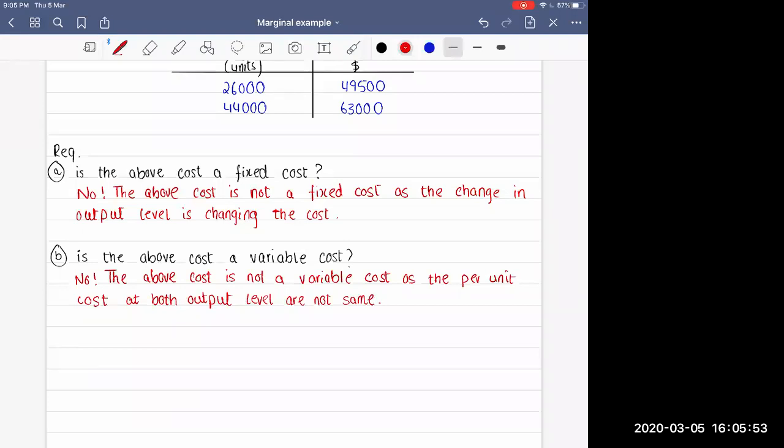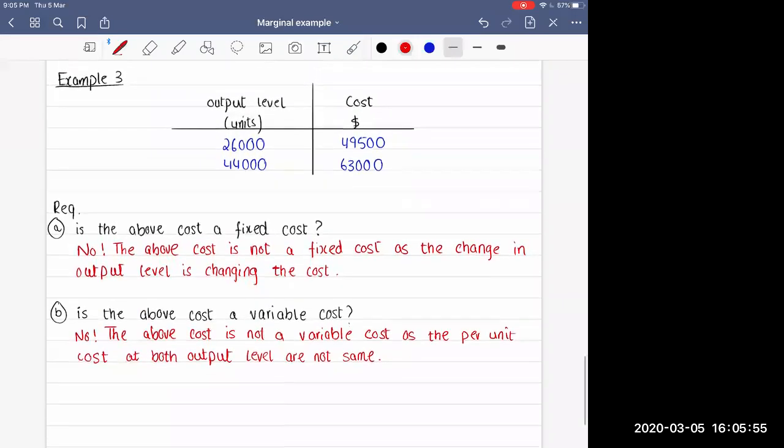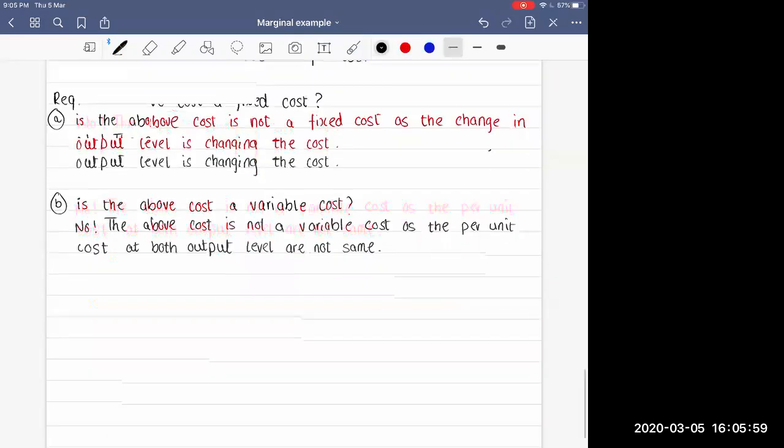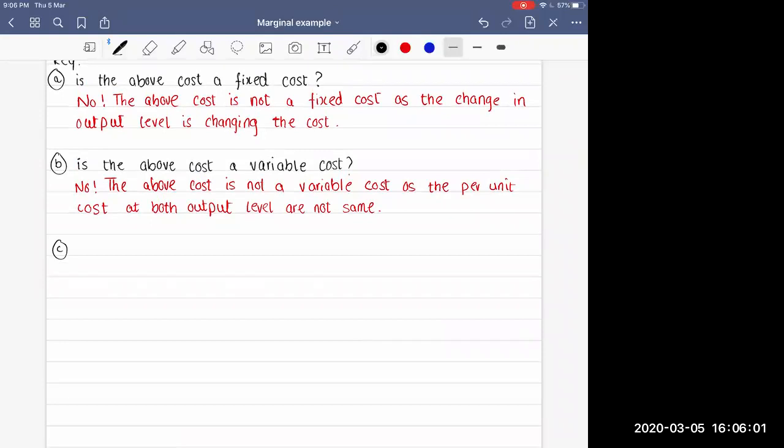See, identify the behavior of the cost. If the above cost is not fixed, guys, this is not a fixed cost. The above cost is not a variable cost. If the above cost is neither fixed nor variable, then what is it, sir? It means it includes both components: the element of fixed cost as well as the element of variable cost.